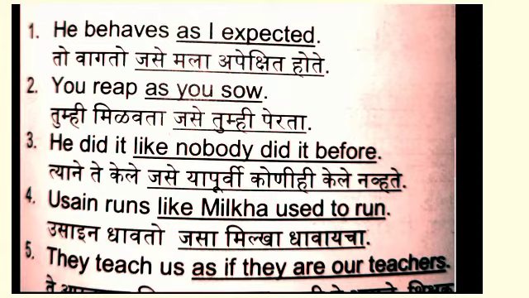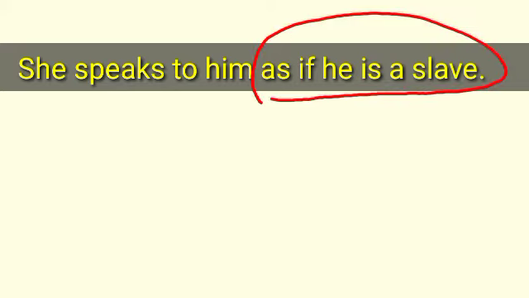In the fifth sentence, they teach us as if there are teachers. As if there are teachers is the adverb clause of manner because it tells the manner of the action. And in the sentence, she speaks to him as if he is a slave, as if he is a slave is again the example of adverb clause of manner because it tells the way in which action is done. It tells the manner of the action.